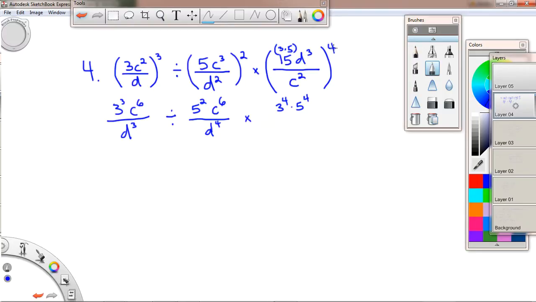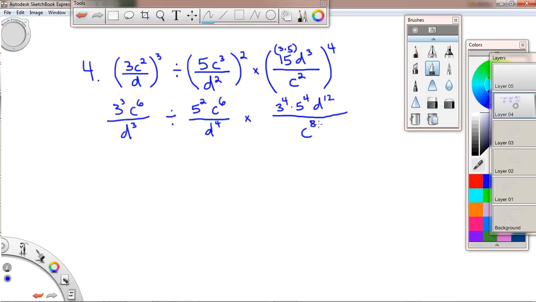And d to the third raised to the fourth power is going to be d to the 12th, because we're raising a power to a power, so we multiply our exponents. I haven't drawn on this thing in so long. It's very difficult. Okay, and then we've got c squared to the fourth power, which is c to the 8th.